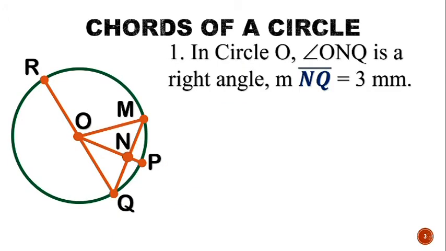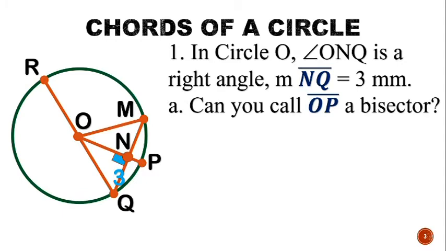Let's have an example. In circle O, angle ONQ is a right angle. So, where is angle ONQ? Okay, let's trace it, ONQ. Then, let's put this symbol so we know that it is a right angle as given in the problem. Then, M stands for measure. Measure of segment NQ is 3 millimeters. Where is segment NQ? NQ. And it's a segment, so it's a line or part of a line. So, this is it. So, this is 3.